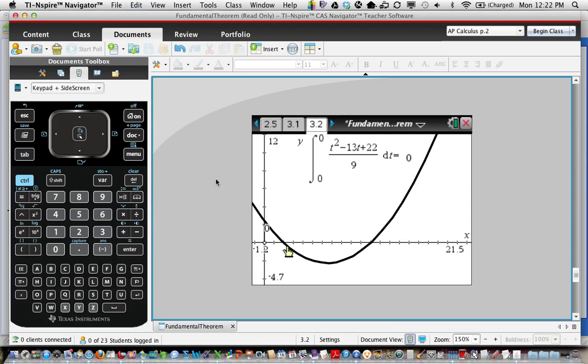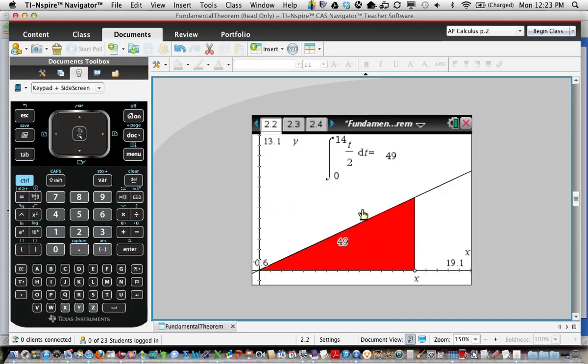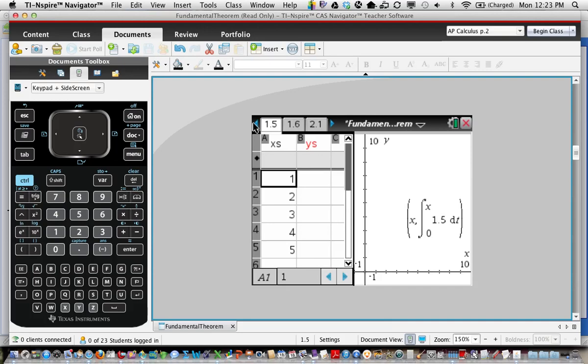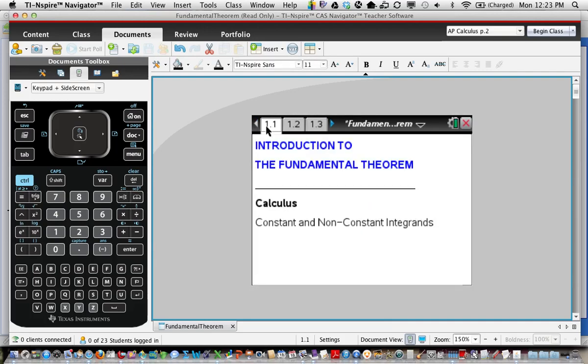Where we left off on Friday was with this document that you were working with on your calculators, and we were finishing up with this last function here. Now, if I go backwards a little bit just to refresh our memory, we were talking about this idea of an area function.